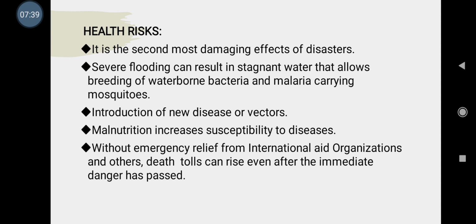Severe flooding can cause waterborne diseases due to stagnant water, and it often leads to the introduction of new diseases or vectors. Malnutrition increases the susceptibility to diseases. If the place where the disaster hit does not get any immediate help or emergency relief, the death toll can rise even after the immediate danger has passed.